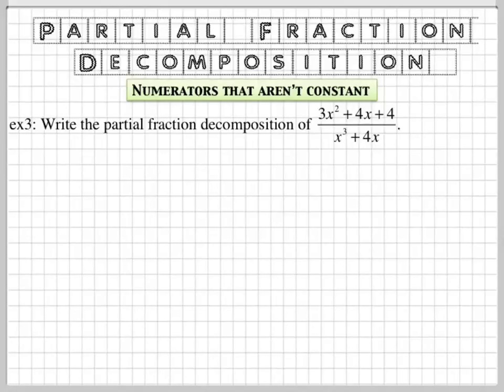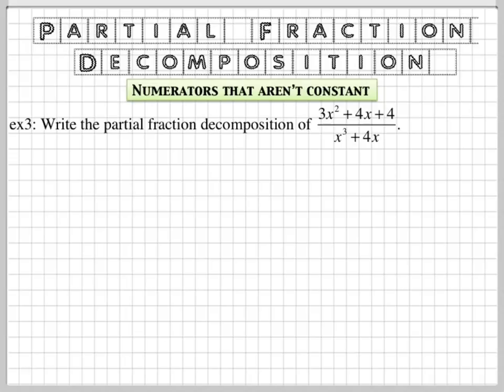Not bad. Okay, now this is when the numerators are not constant. What does that mean? That means when we do our numerators after we factor everything, it's not going to be just A, B, and C. Now, let me show you for a second. They're going to be linear.